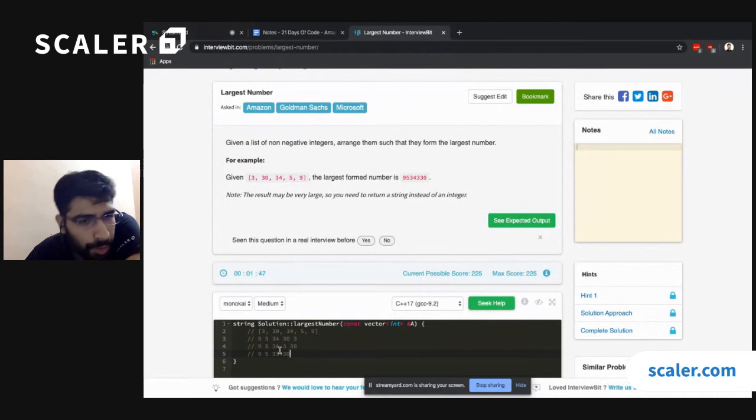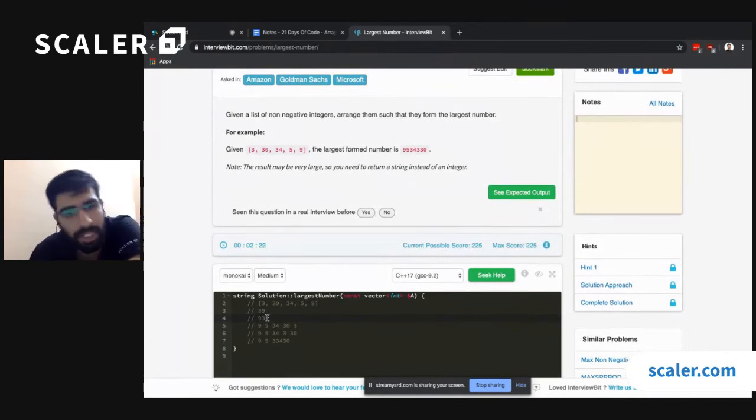So I want the number formed by combining these two to be greater. Basically I want these numbers arranged in such a way that when I combine them in this order, they form the largest string. Suppose after 3, I had 9, that would have created 39, whereas after 9, I had 3, so that would have created 93, and 93 is always better than 39.